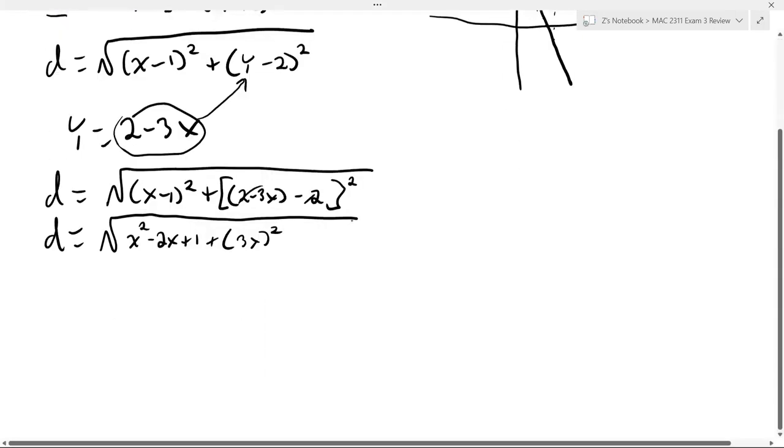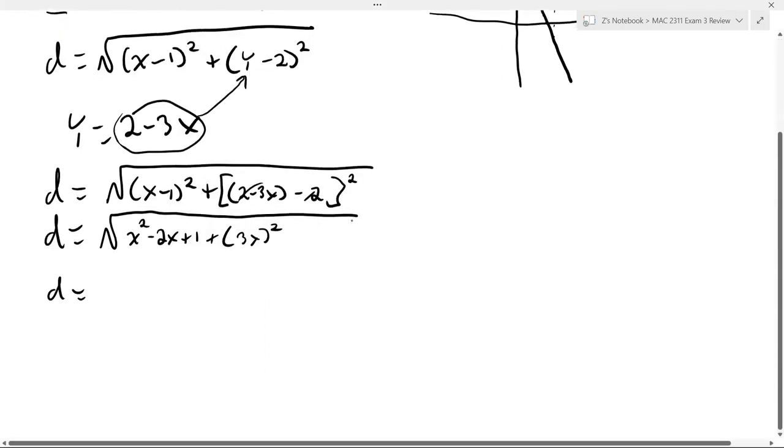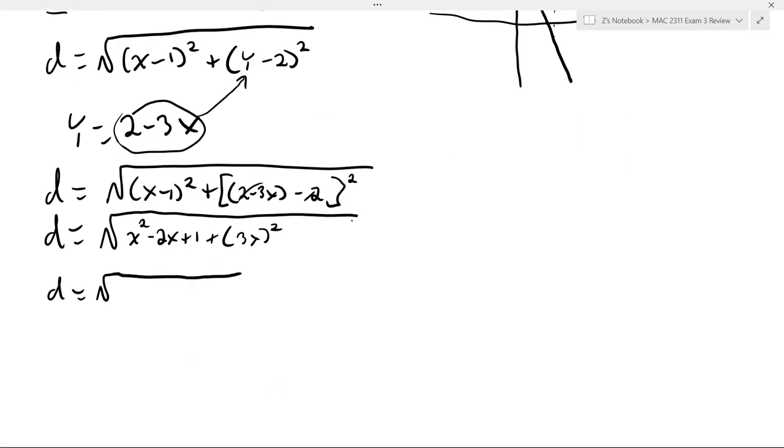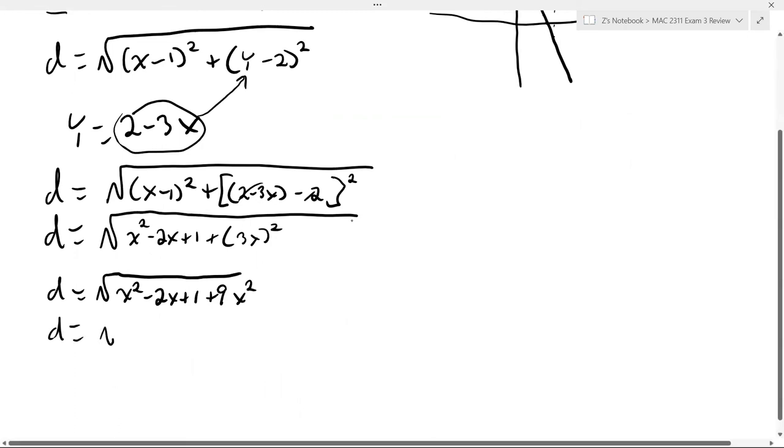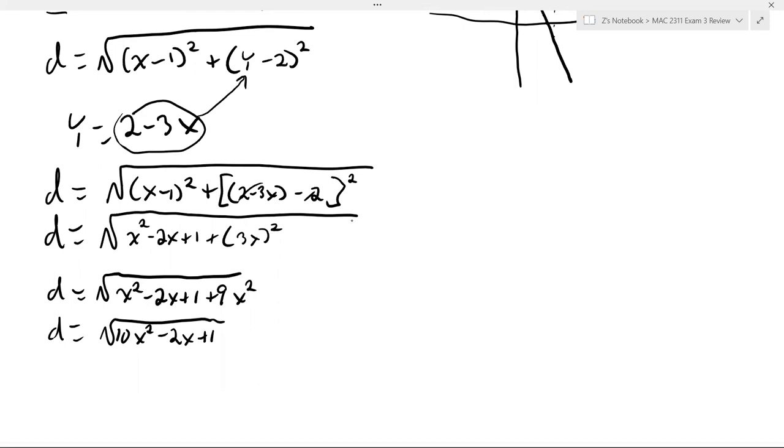And so we finally have d equals, well, I shouldn't say finally, x squared minus 2x plus 1, and then plus 3x squared, which is 9x squared, right? 3 squared, x squared, and so on. And one more simplification under there, combining the like terms: 10x squared minus 2x plus 1. Okay? So there is the simplest form that I can find of the distance in terms of just x.